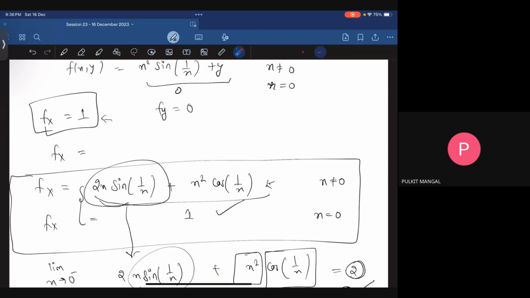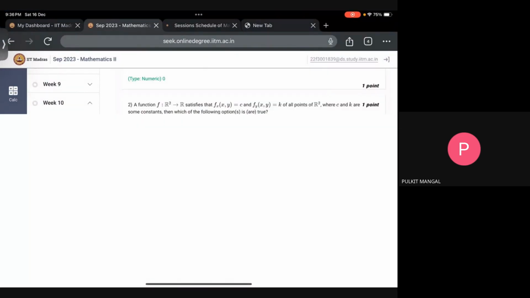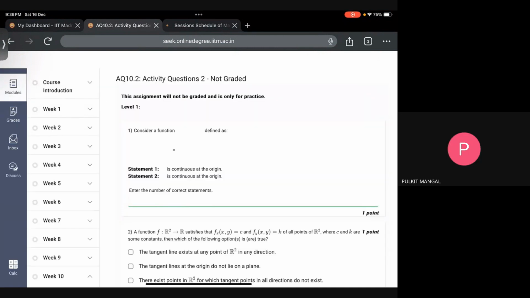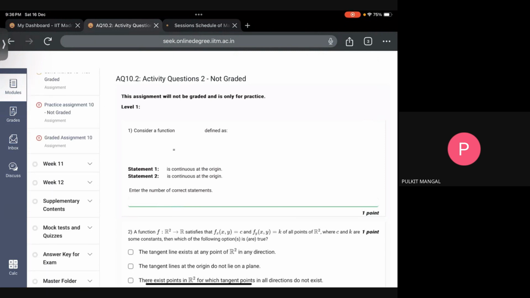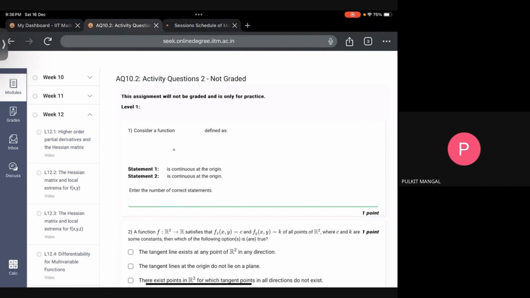Anybody has any other doubt? Sir, what about module 12? Week 12 is the dummy week for maths, so we will not be discussing it. It's the same as week 11. Week 11 and week 12 are the same, just the dummy week.